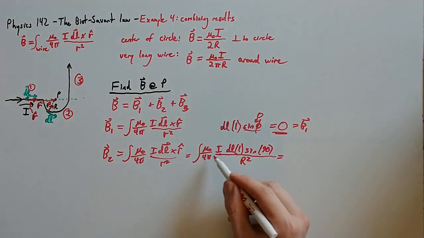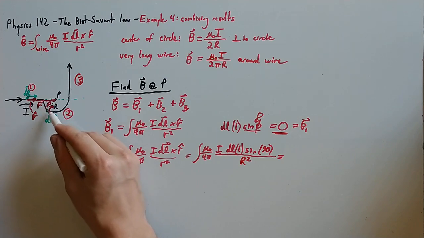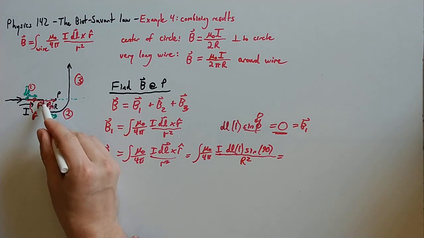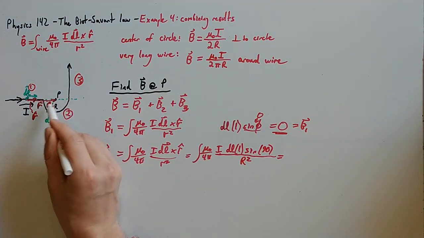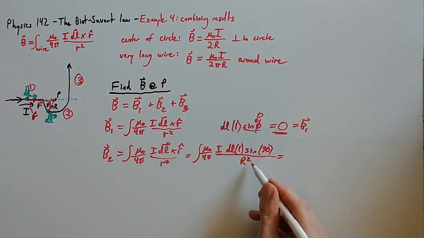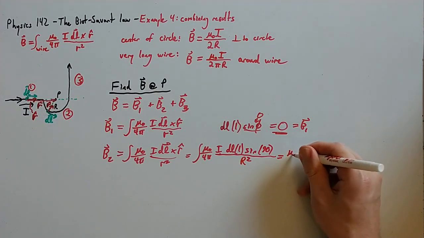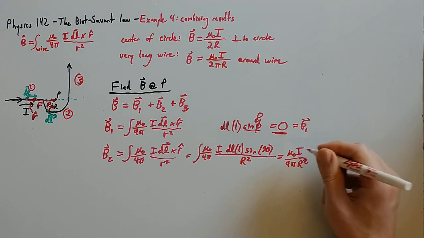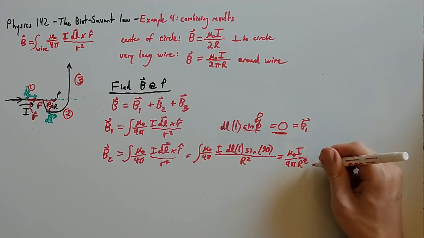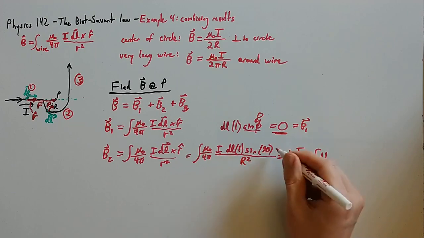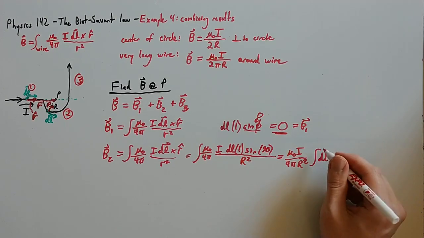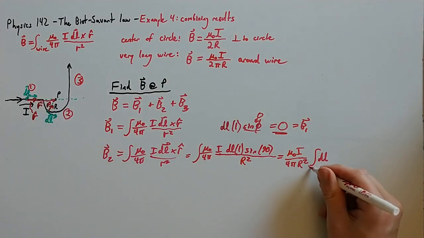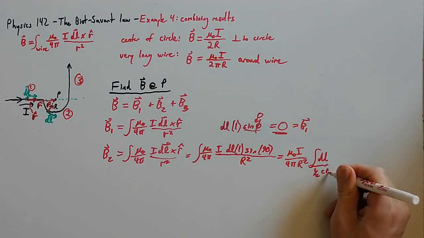Mu naught is a constant, 4 and pi are constants. The current at every spot in this wire is the same, so that's also a constant that can come out. And the distance every spot along the curved part of this wire is from the center is the same. So r is also a constant, so that can come out. So we get mu naught I over 4 pi R squared, times the integral of dl times 1 times sine of 90, which is 1, so just the integral of dl. And what's the integral of dl here? Well, it's over half a circle. So this is going to be half of a circle.